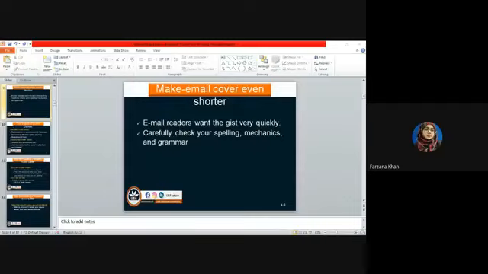So when you are going to apply for a particular job through an email, it is very important to write a cover letter according to the requirement of the email, in which you will make your cover letter a bit shorter as compared to the cover letter which you write in the form of hard copy. Email readers want the gist very quickly, and they just want to go through the email and get the idea for which position and which post you have applied.